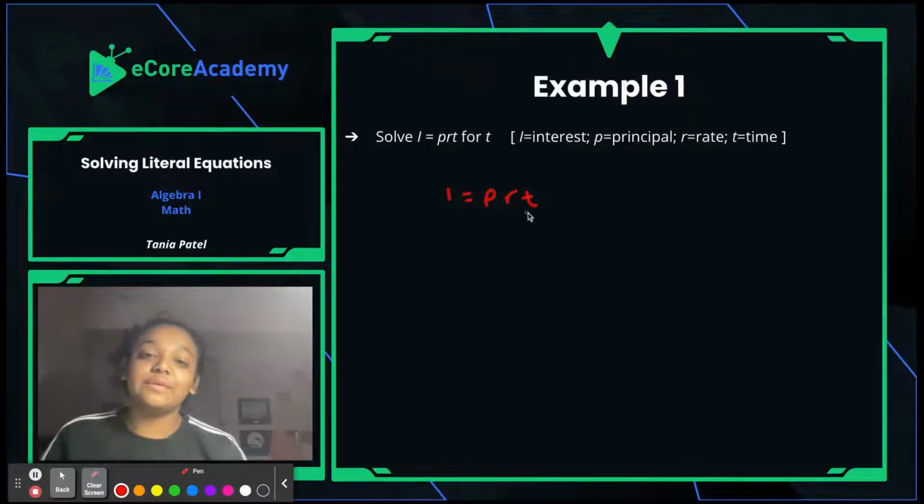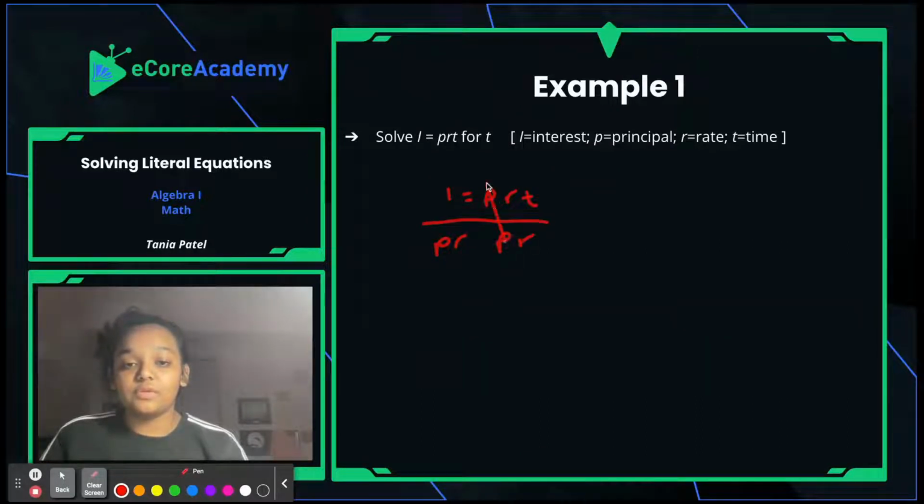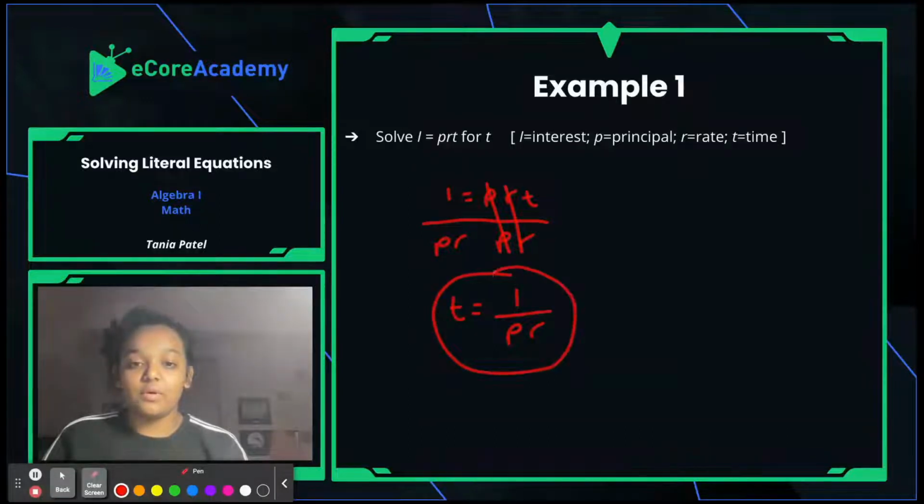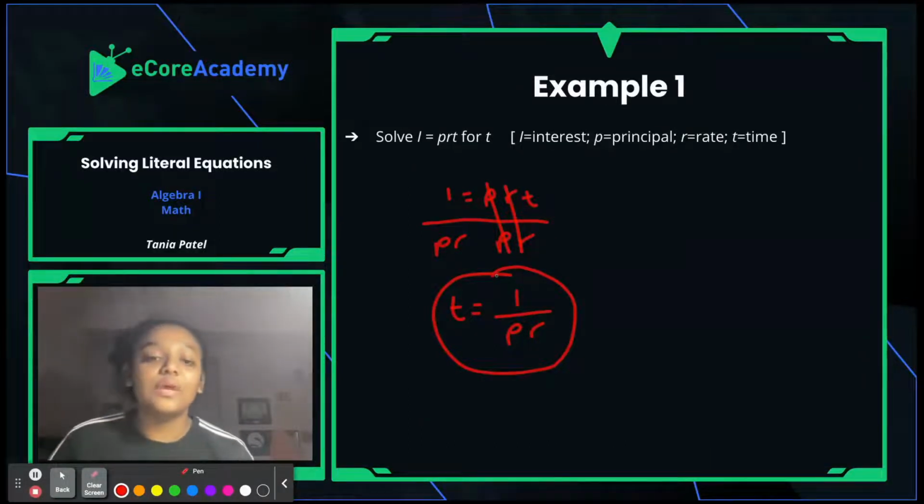We just have to divide by p times r on both sides so that we can cancel it out and isolate the t variable, and therefore it will solve for the variable t. That's what I mean by a visual representation, if you understand that more.